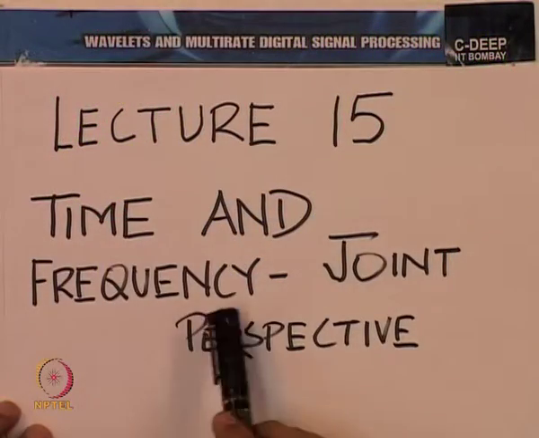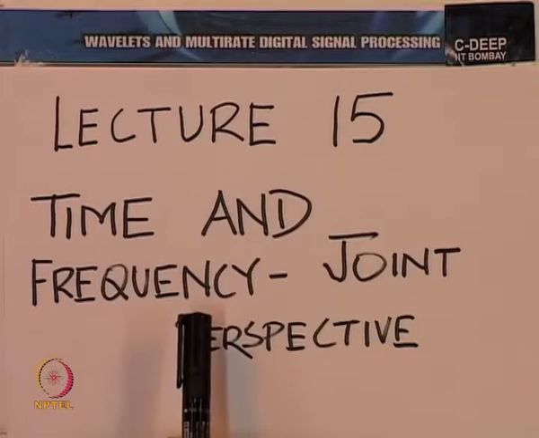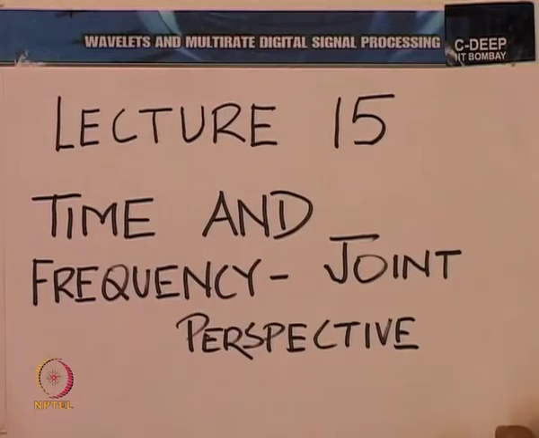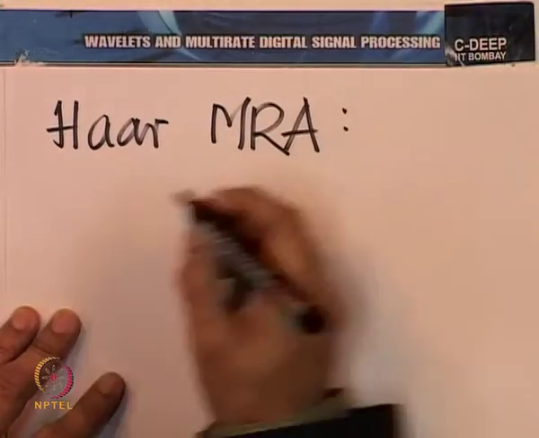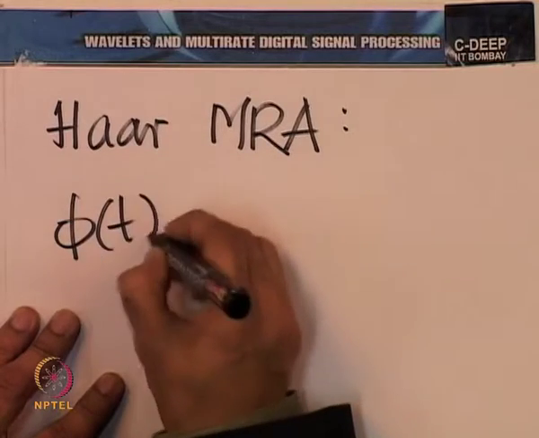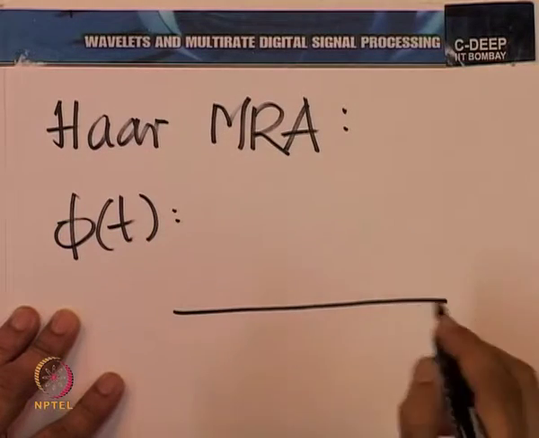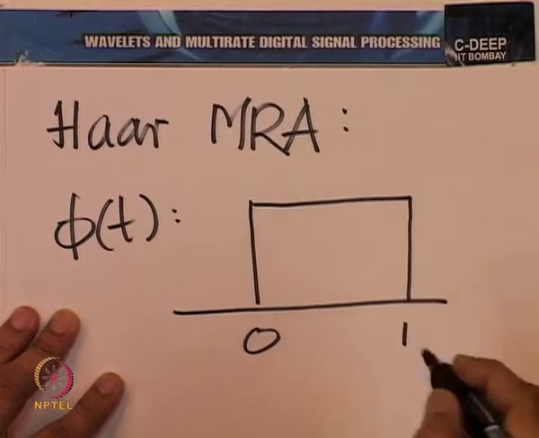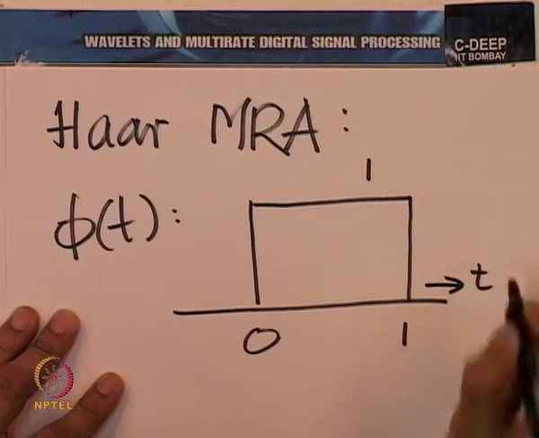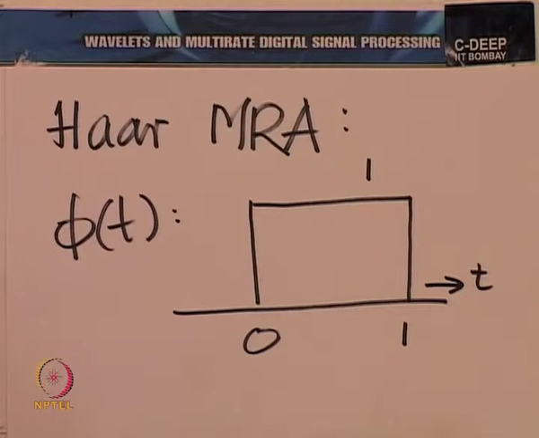So, we shall call today's lecture a joint perspective, time and frequency. And we shall set out first to look at the Fourier transform of phi t and psi t in Haar. So, the Haar MRA. Let us begin with the phi t and let us look at its Fourier transform. Remember how phi t looked. This was phi t. Let us obtain its Fourier transform.